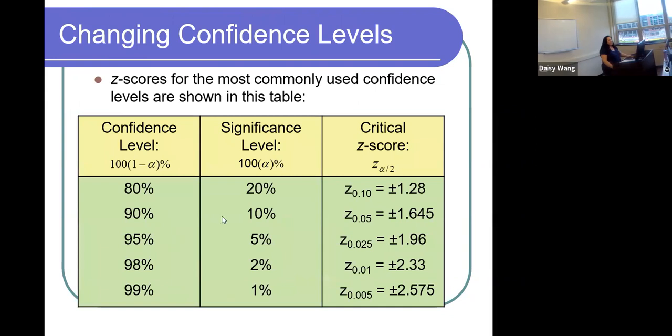So here, it's just these four that we use the most. Usually we use 95% the most. So you can see it's very close to 1.96, okay? And then 98 is 2.33, 99 is 2.575, and 80% is 1.28. So these are all kind of familiar. I won't ask you to memorize that, but you should be very familiar with at least this one, 1.96, 1.645.